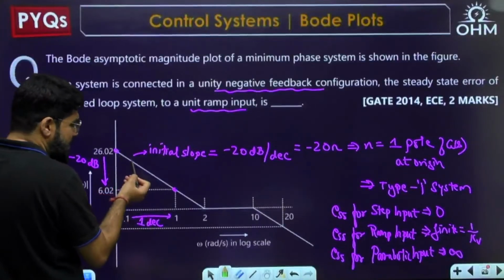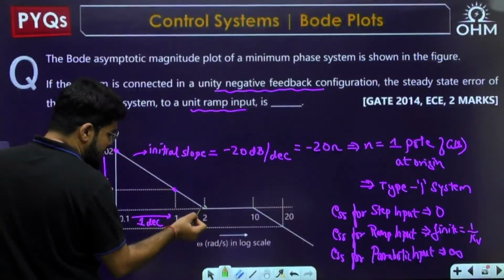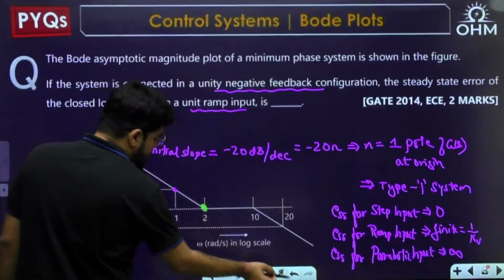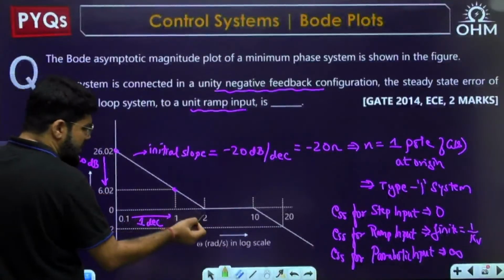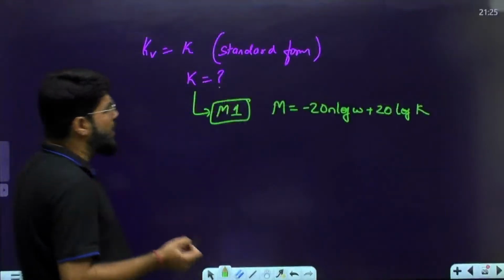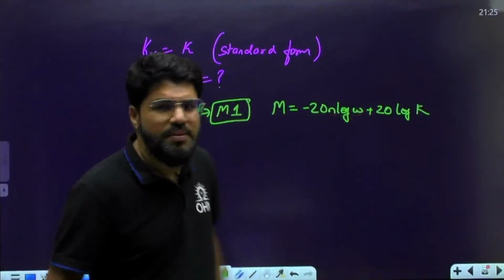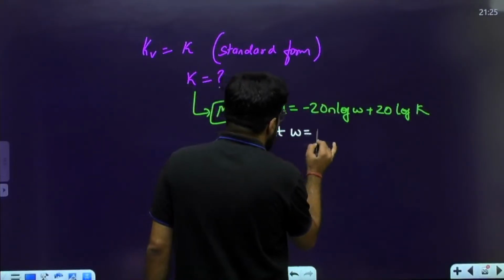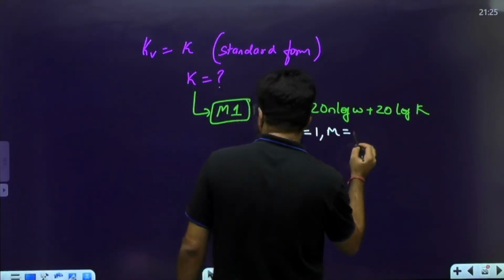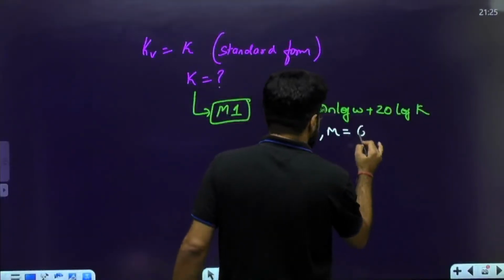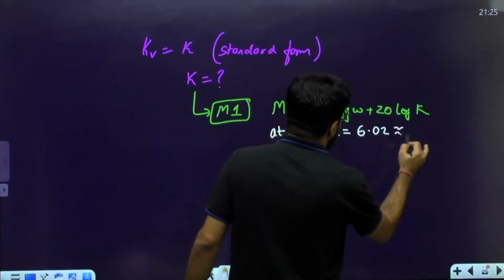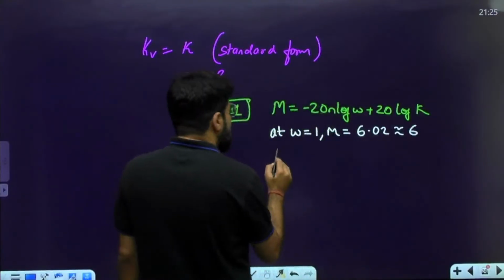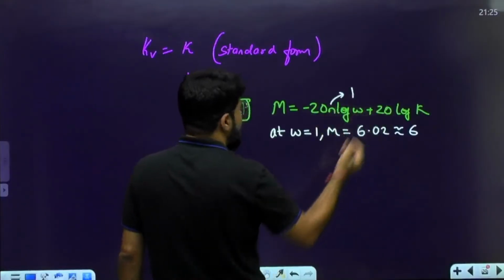The initial part is the part up to the first corner frequency. This is the first time where the slope is changing. So I can use any frequency up to this. Let's use omega equal to 1. Why omega 1? Because log 1 is 0, so a simple value will come. So at omega equal to 1, the magnitude is 6 dB, 6.02, or let's approximately take 6. And how much is n? n, I already told you, is 1.